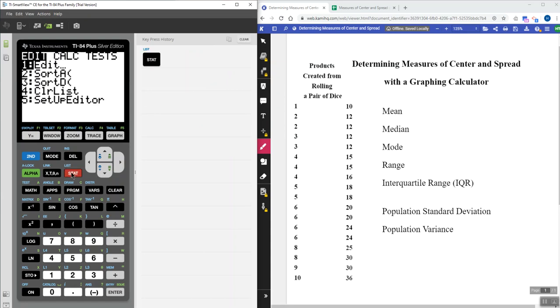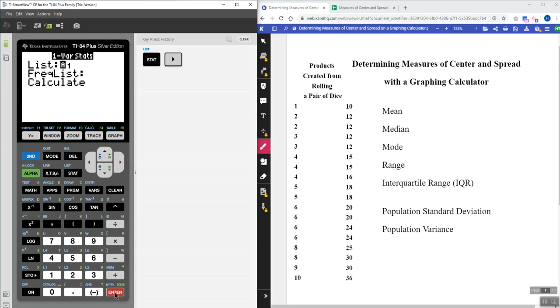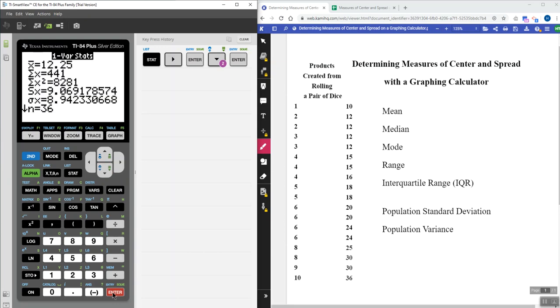I'm going to hit stat again. This time I'm going to calc. We're calculating one variable statistics. We're only talking about one variable, or univariate data. So when I hit enter, I can scroll down to calculate, hit enter. X bar is my mean. So if I go over here, I know my mean is going to be 12.25. And my median, I'm going to have to scroll down further to find that on my list.